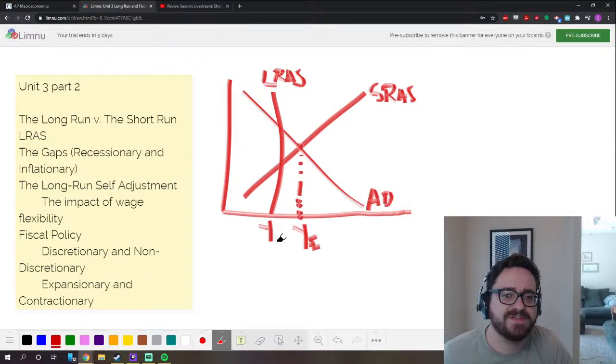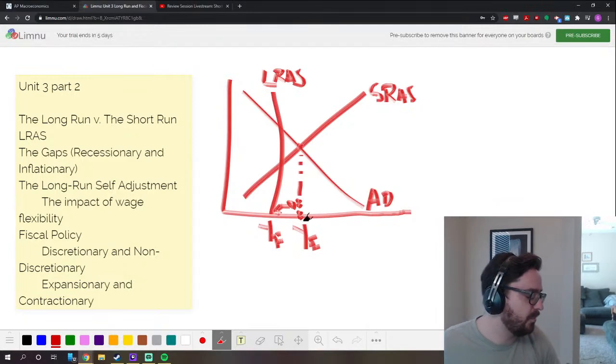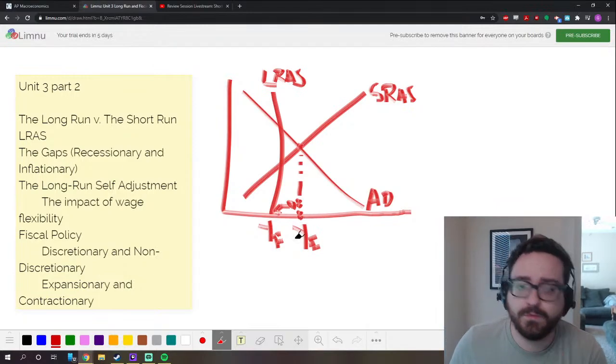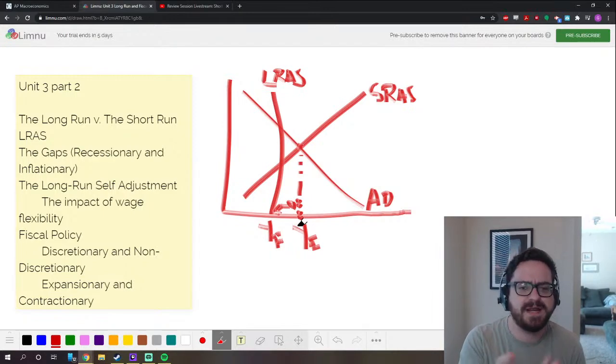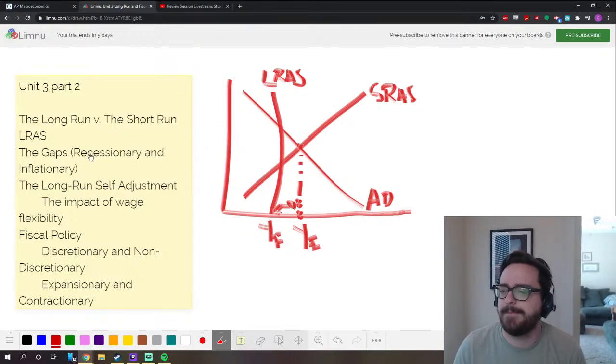is ahead of YF. This is also called a positive output gap because it means the output gap, the gap in output in GDP, is positive. We are producing more than we should be. Not the end of the world, but a lot of the time that would cause inflation, which is not great, but not as bad as a recession. So those are my gaps.